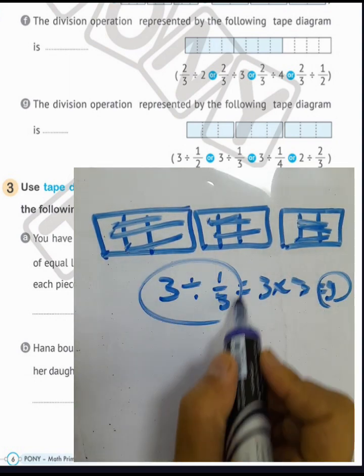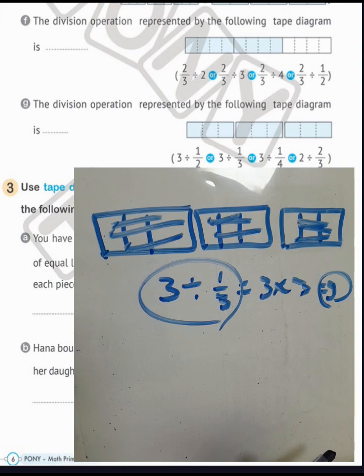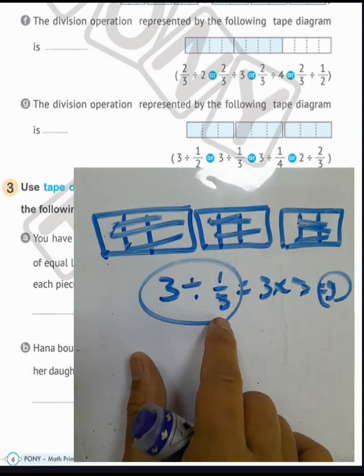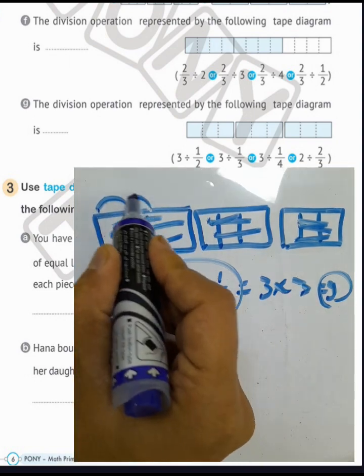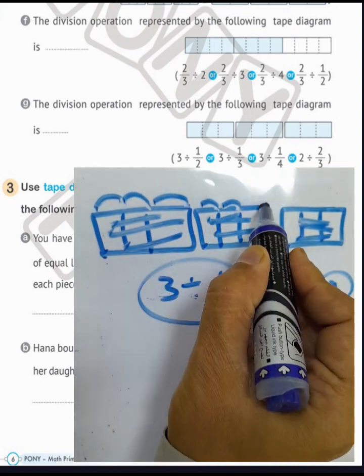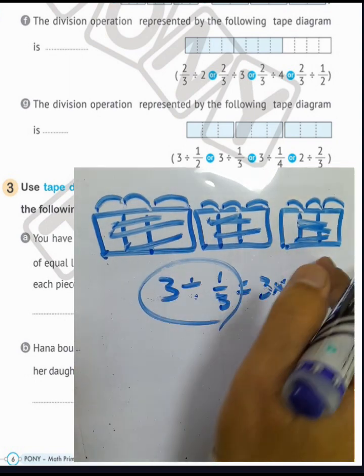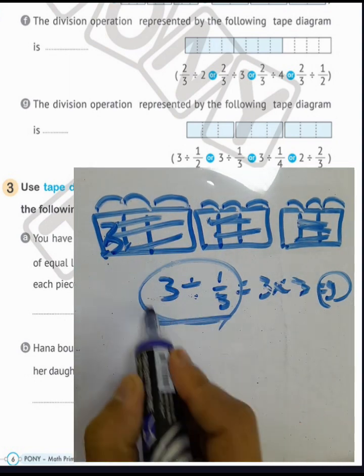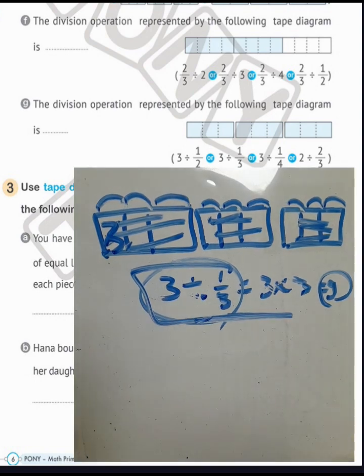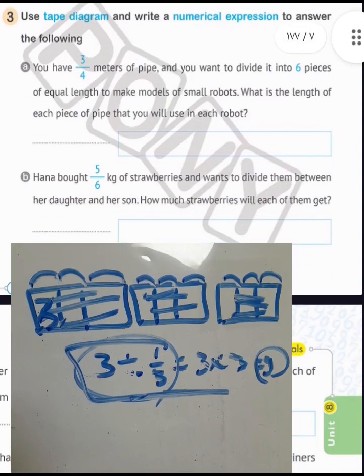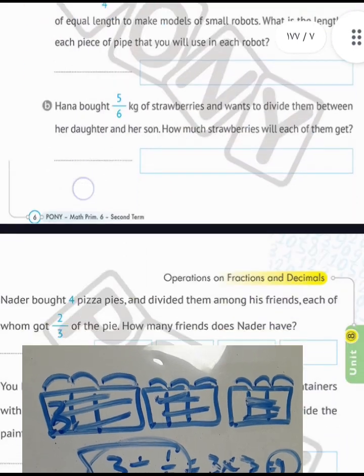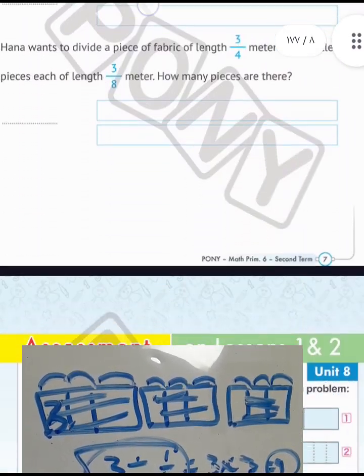Then the result of 3 divided by a third is this result. 3 parts. 1, 2, 3. And we will count 1, 2, 3, 4, 5, 6, 7, 8, 9. Then we can write 3 divided by a third. Okay, it's the last question. Next example, you can solve it yourself, okay?